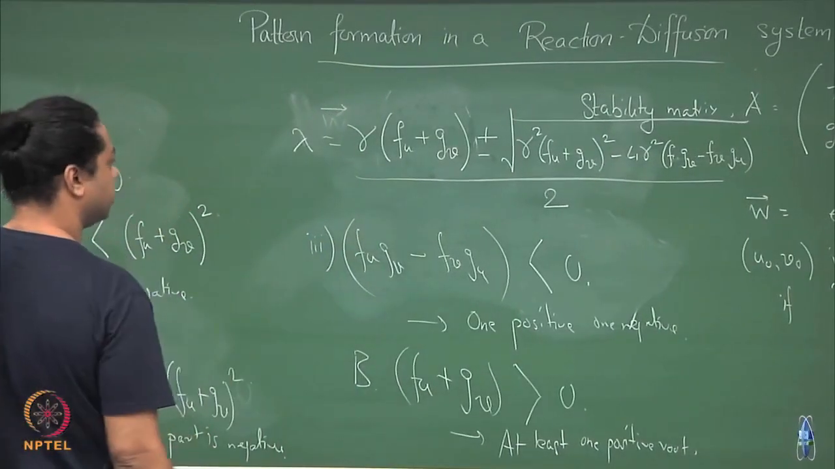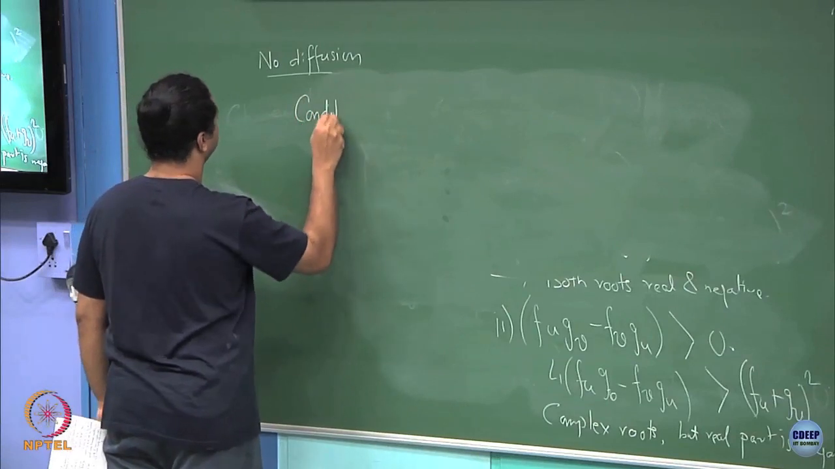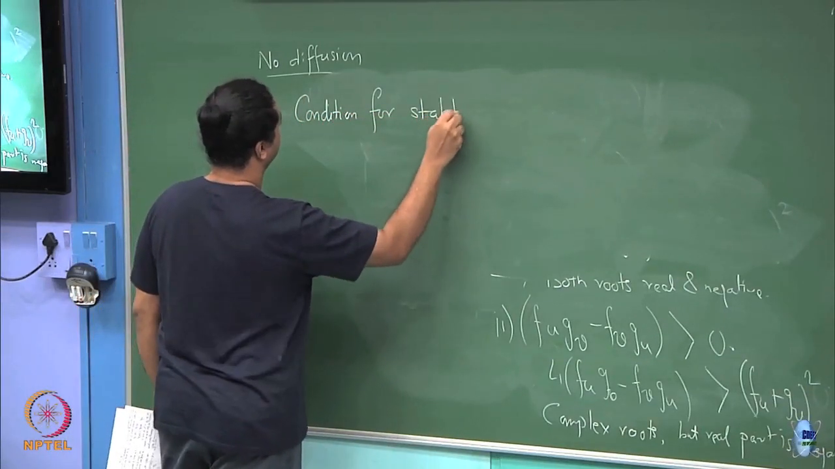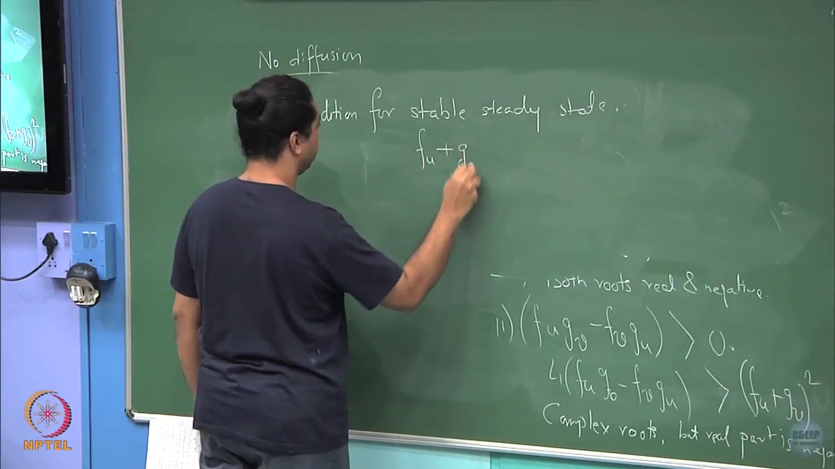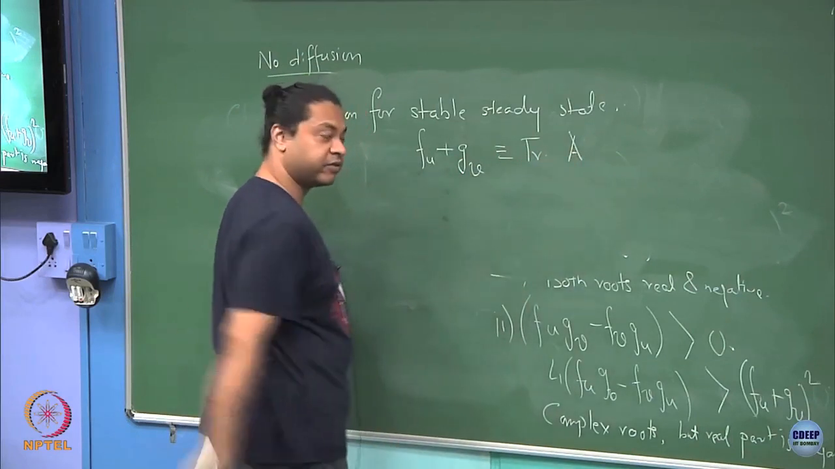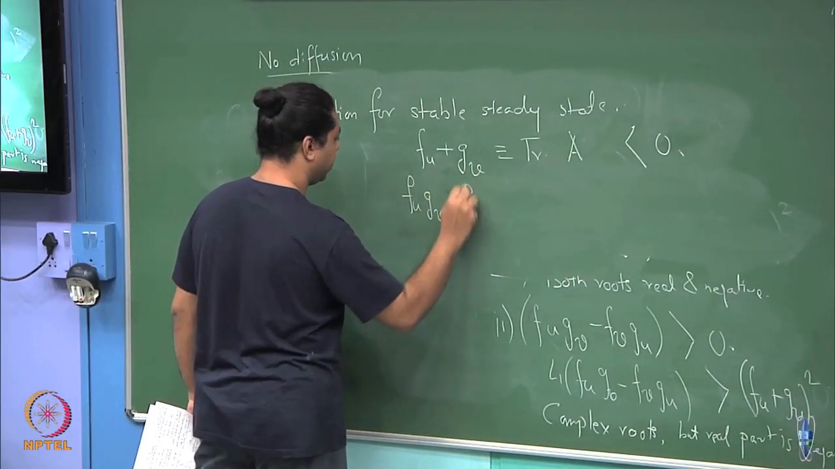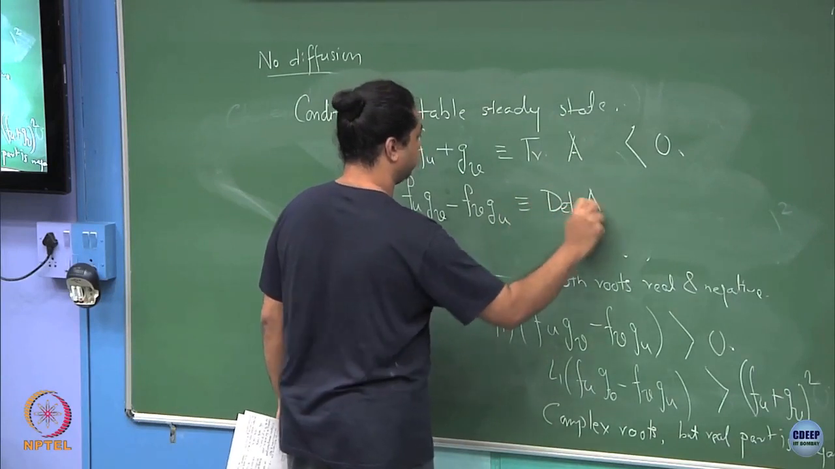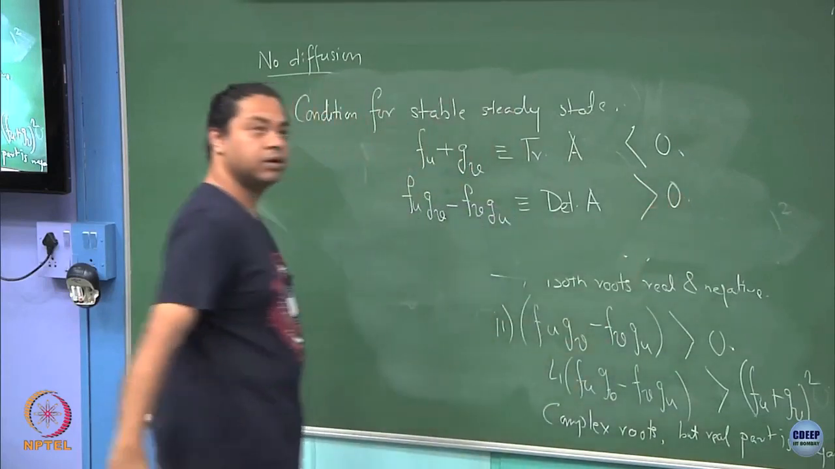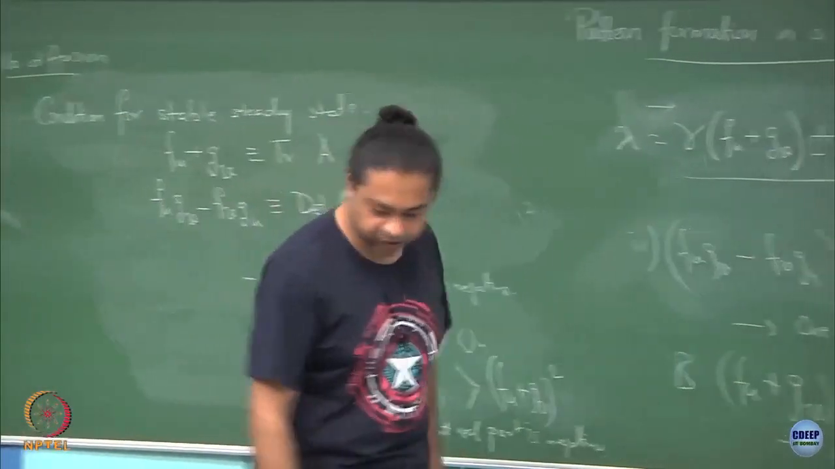So, if I solve this characteristic equation, what it tells me is that the condition for a stable steady state is that f_u plus g_v, which is nothing but the trace of the stability matrix A, must be negative, and f_u g_v minus f_v g_u, which is nothing but the determinant of this matrix A, must be positive. If I satisfy these two conditions, then these are sufficient to guarantee that the steady state u naught, v naught is a stable steady state.